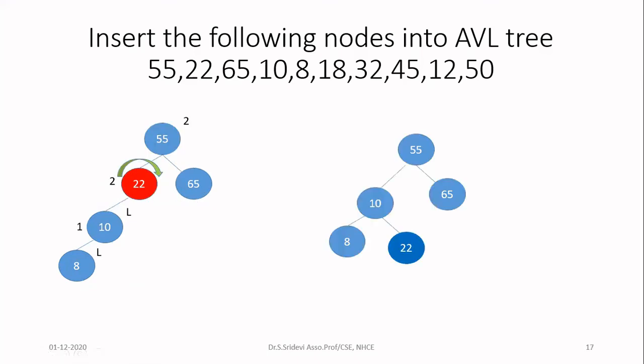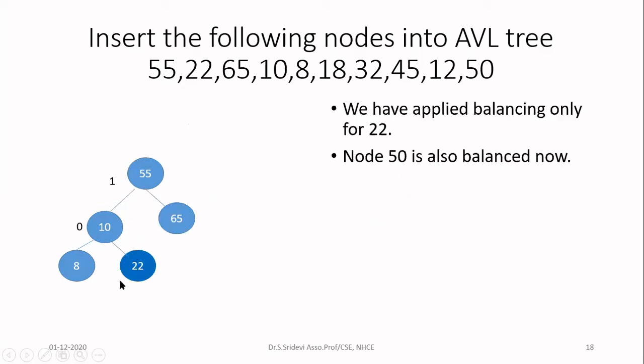Previously, for two nodes, we had the imbalance, 22 and 55. Now let us check what happened to them. 22 is now leaf node, so balance factor is 0. 55 is having the balance factor as 1. So both are in the allowed range. So we applied balancing for 22 only, automatically 55 is balanced.